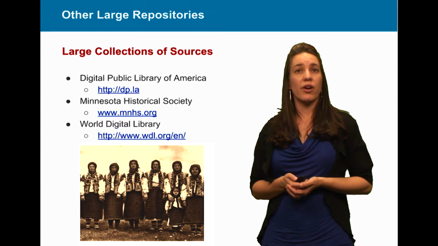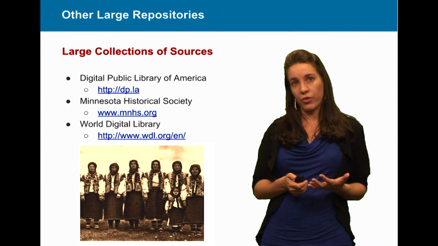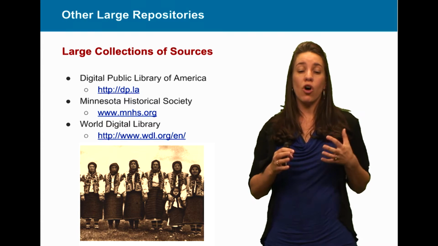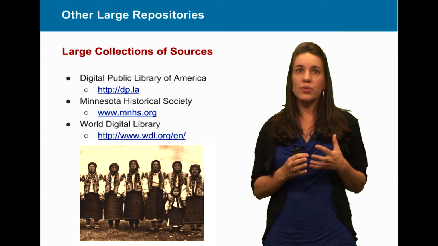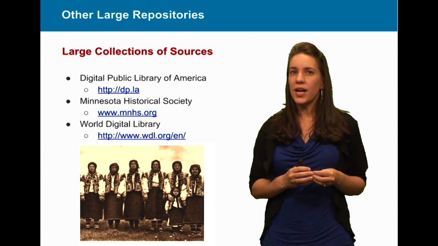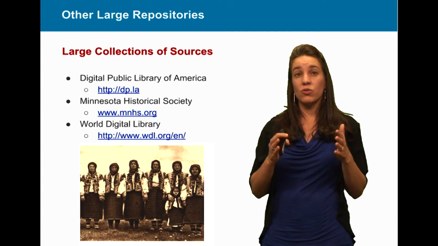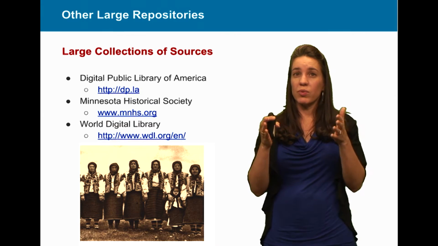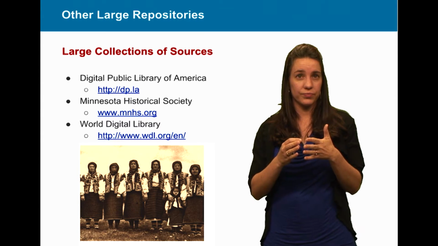A couple of large repositories that you should definitely take a look at: the Digital Public Library of America is a consortium of libraries that came together and put all their resources in one place so it was easier for you to search. You can search by subject matter or by timeline, which is fantastic because you can search by century, by decade, and by year.